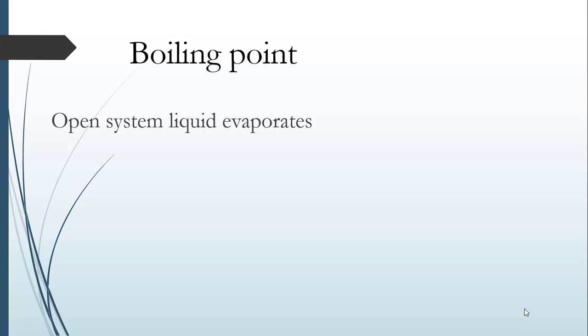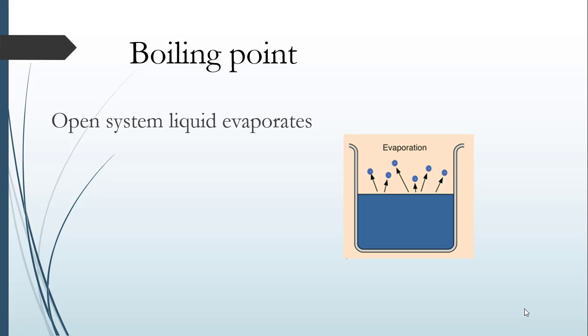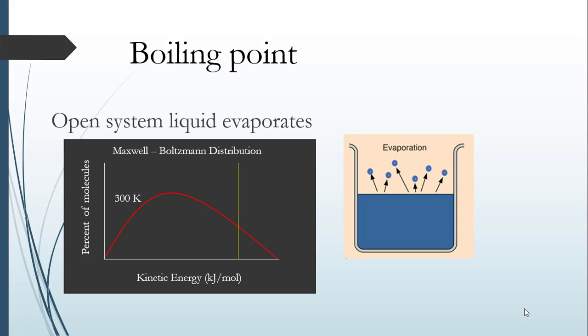Let's just start with a pan of water that's just open to the atmosphere. That's an open system. And we know that if you leave water in a pan, it will evaporate. In a particle diagram, it looks like this. If you look at the Maxwell-Boltzmann distribution, the kinetic energy of the molecules and the percent that have that energy, the yellow line represents the kinetic energy a molecule has to have to break the intermolecular force and go from liquid to gas. And at 300 K, there is a certain amount.